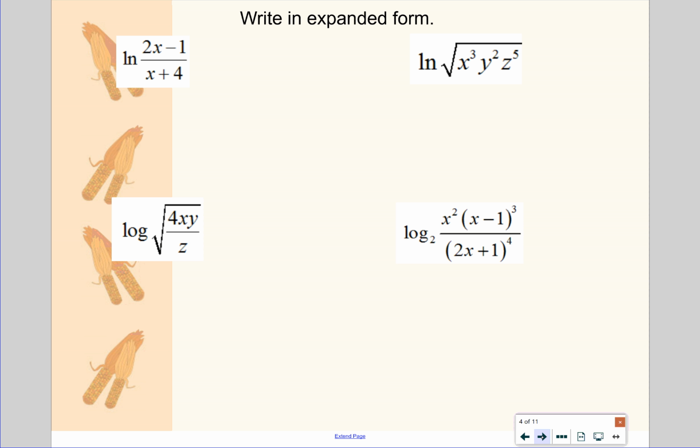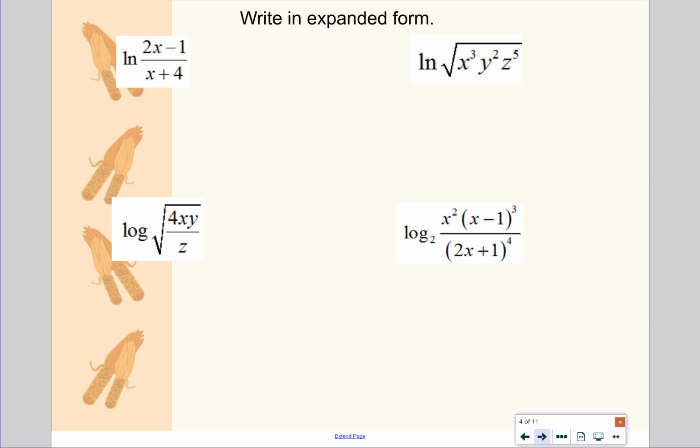I've got natural log of 2x minus 1 over x plus 4. Instructions are to expand, which means, again, write in as many logs as possible. The log base will not change. So if this guy starts as a natural log, everything I write in the rest of this problem will be a natural log. So I want to check for the following things. Number 1, do I have any exponents that I can bring down? No. Number 2, do I have any multiplication within my log? I don't have any multiplication. I have that 2 times x, but the minus 1 is preventing me from separating it anymore.